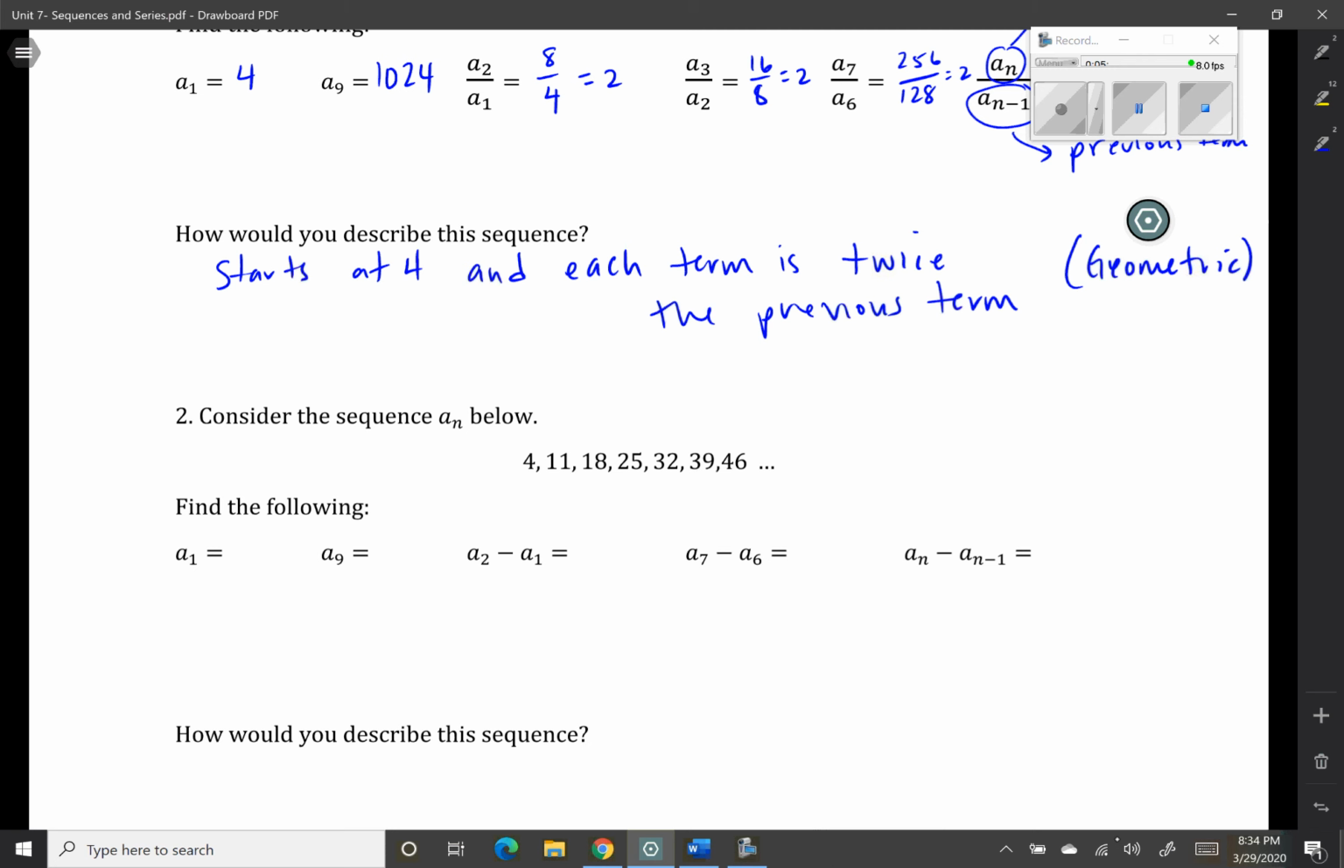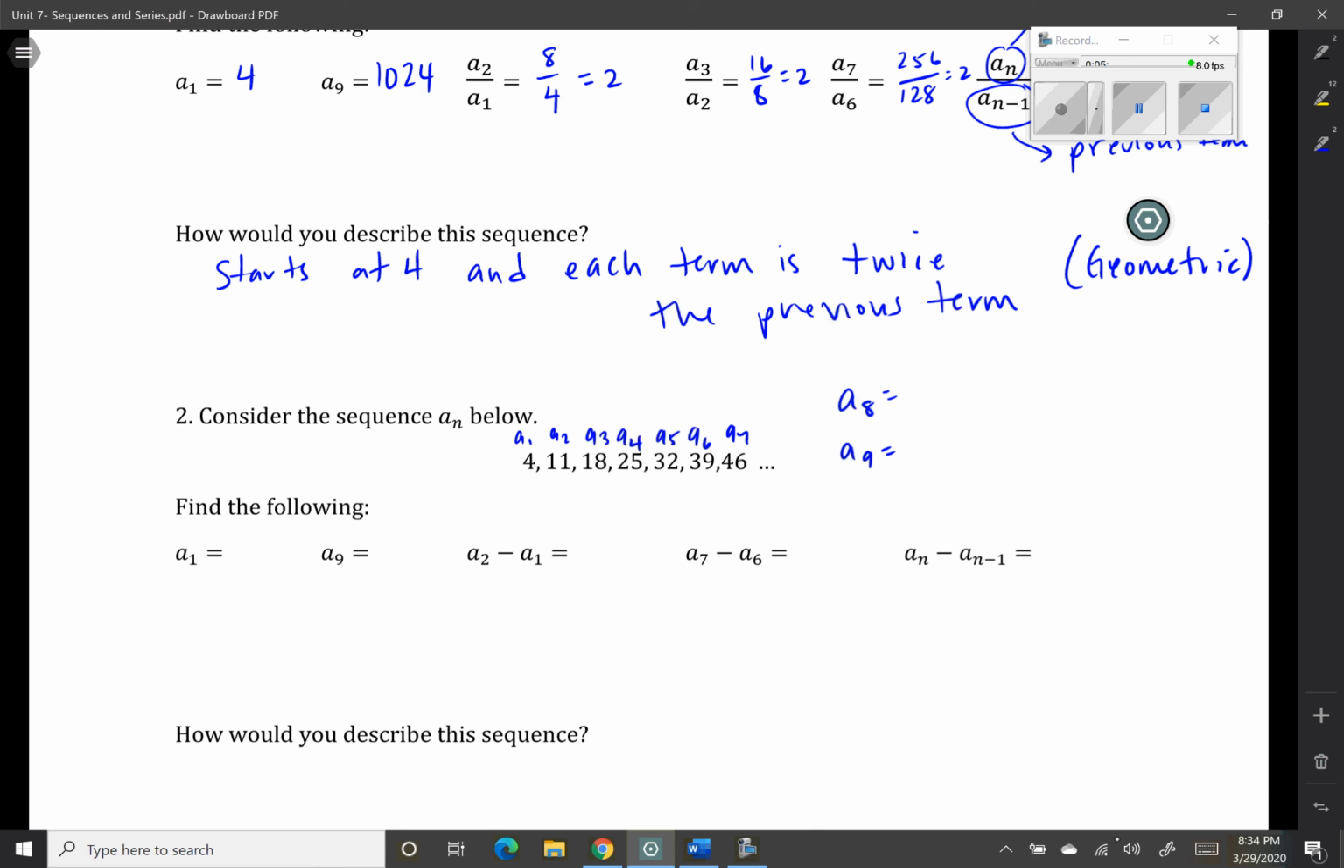So again, if we look, we have the first term, a sub 1, a sub 2, a sub 3, a sub 4, 5, 6, and 7. What we don't have is a sub 8, and we don't have a sub 9. I'm only going out to 9 because I noticed it asked me to find 9 again here.